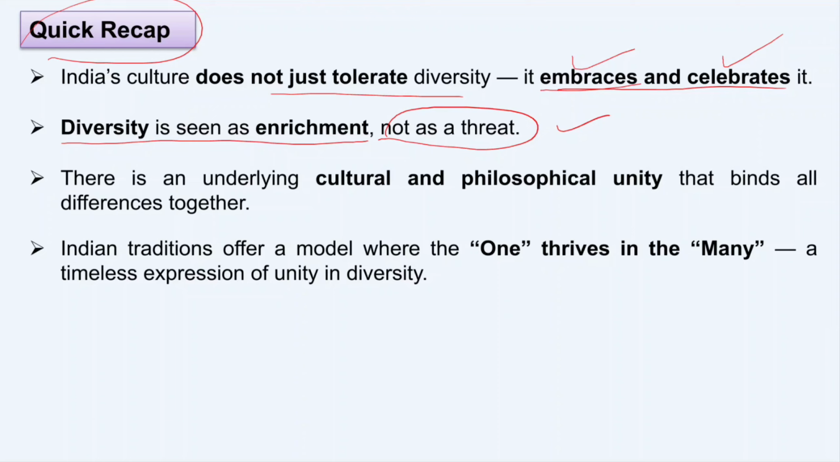Like India's unity celebrates diversity because diversity does not divide, it enriches. Okay, so there is an underlying cultural and philosophical unity that binds all the differences together. So the Indian tradition offers a model where one thrives in the many, a timeless expression of unity in diversity. So this was all about the chapter. I hope this was clear.